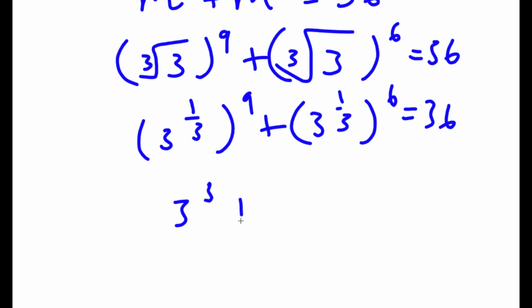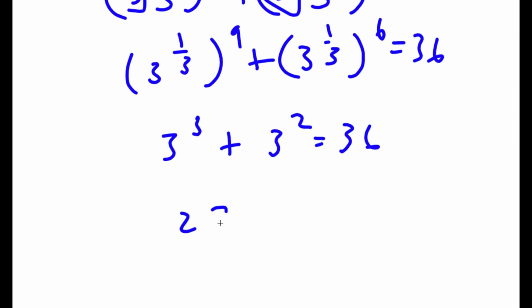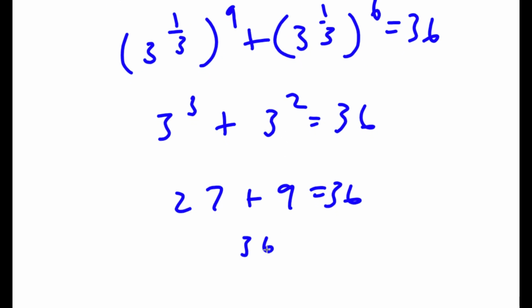And this is 3 to the power of 3 plus 3 to the power of 2 is equal to 36. 3 to the power of 3 is 27, plus 3 to the power of 2 is 9, is equal to 36. And 36 is equal to 36, so this is right.